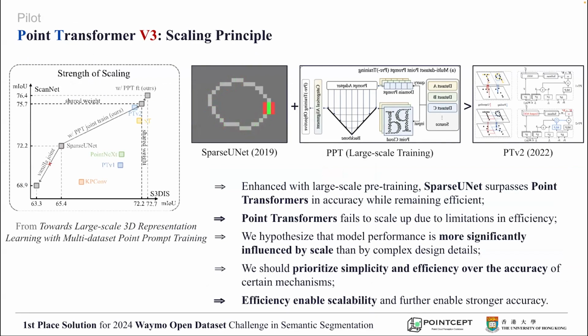We found that SparseUNet, which was proposed 5 years ago, is even stronger than point transformers, but still remains efficient. However, point transformers fail to enlarge the training scale due to the restriction on model efficiency. The observation encouraged us to assume that model performance is more significantly influenced by scale than complex design detail. We should prioritize simplicity and efficiency over the accuracy of certain mechanisms. Then the efficiency will further enable scalability, which makes the sacrifice in accuracy ignorable and brings stronger performance. This formulates our scaling principle for backbone design.